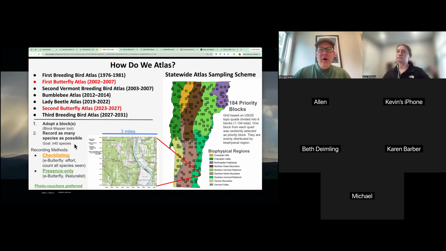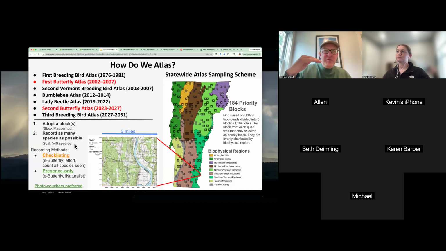And our goal, which is a pretty high bar to be honest with you, is to find 40 species on each block. I can tell you right now, it's not going to happen. There are blocks in the Northeast Kingdom where there is no way you're going to find 40 species, but it's just our lofty goal. And there are blocks that have already hit 40 species and you can definitely hit them. If you look at a checklist of the butterflies of Vermont, it feels like you could hit them pretty easily. And so it's our goal, 40 species.